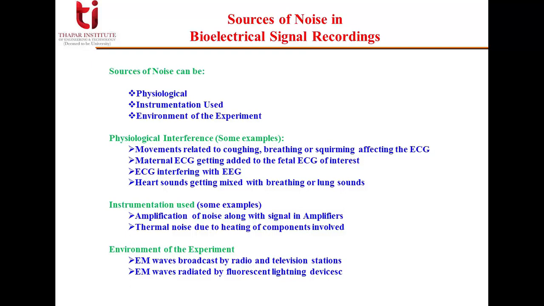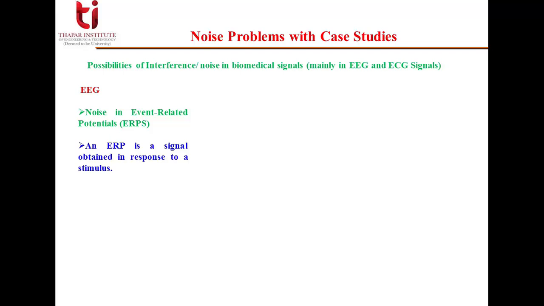Further, let's discuss some particular noises in ECG and EEG signals. So starting with the EEG signal. First is the noise in event related potentials. As we know, ERP is a signal obtained in response to a stimulus. The response is usually of very small amplitude, say approximately 10 microvolts.